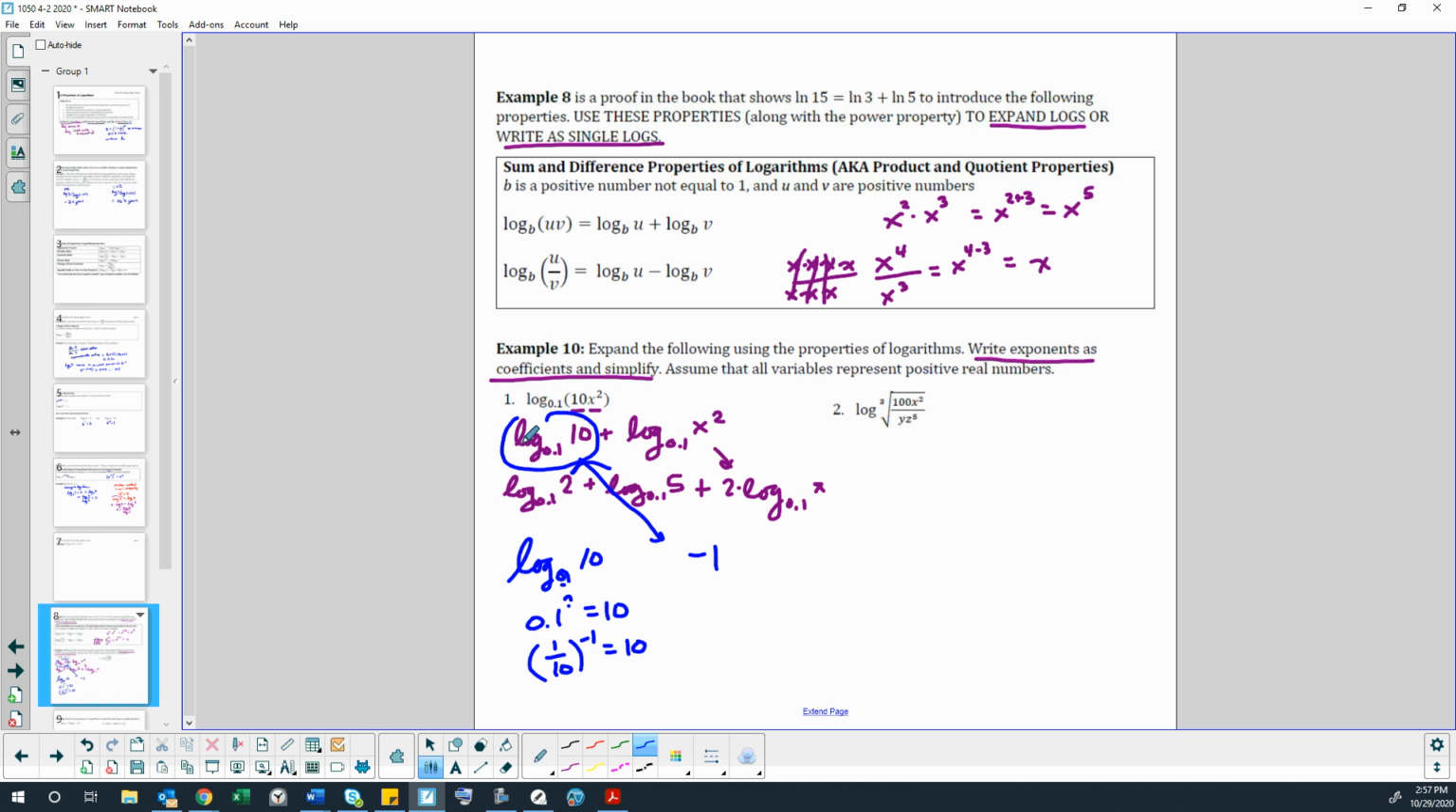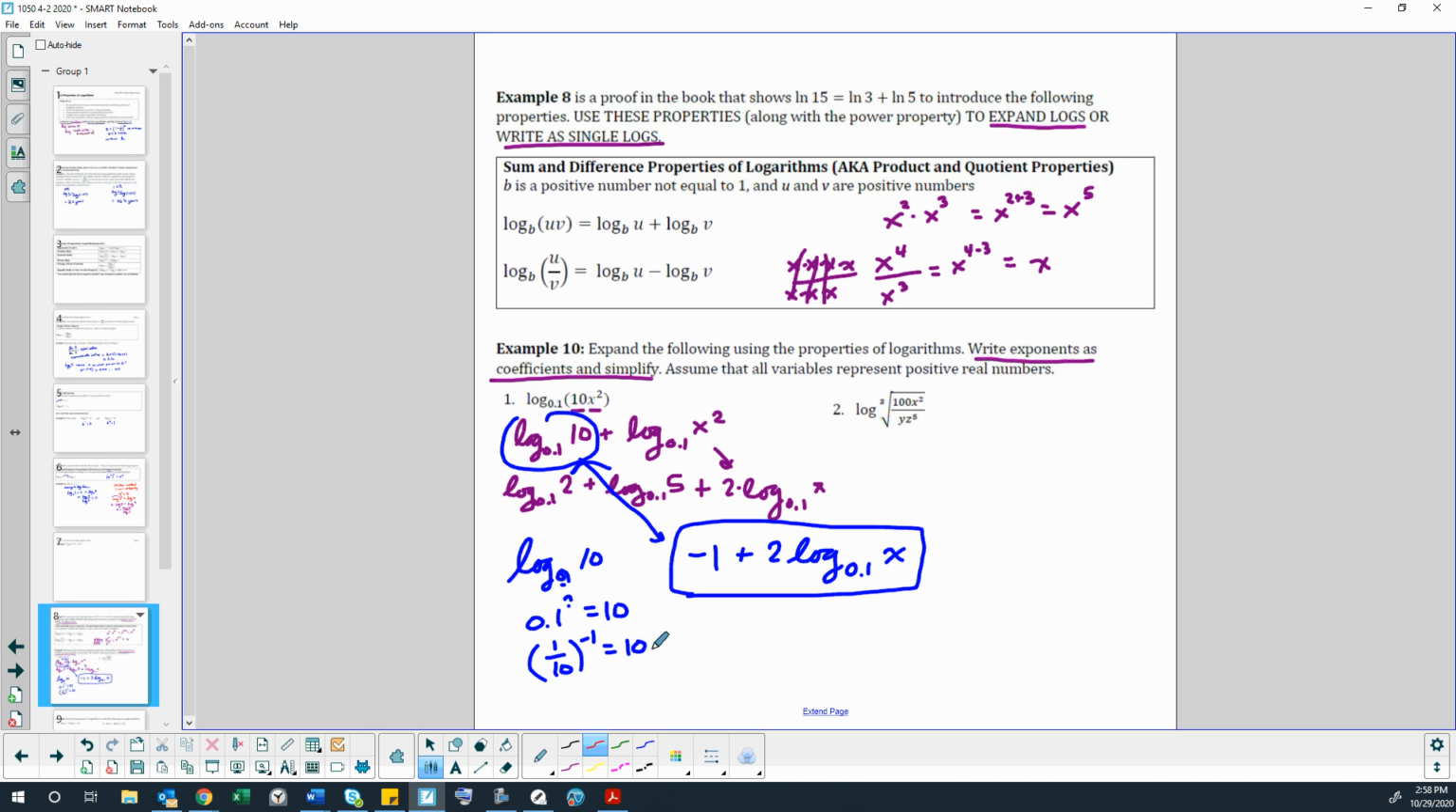So we have a -1 for the log of 0.01, and then we're just going to add on this logarithm that we don't know the value of because it has a variable in it. I'm just going to leave everything else the same. So this is one other way that we could simplify and expand out that logarithm.